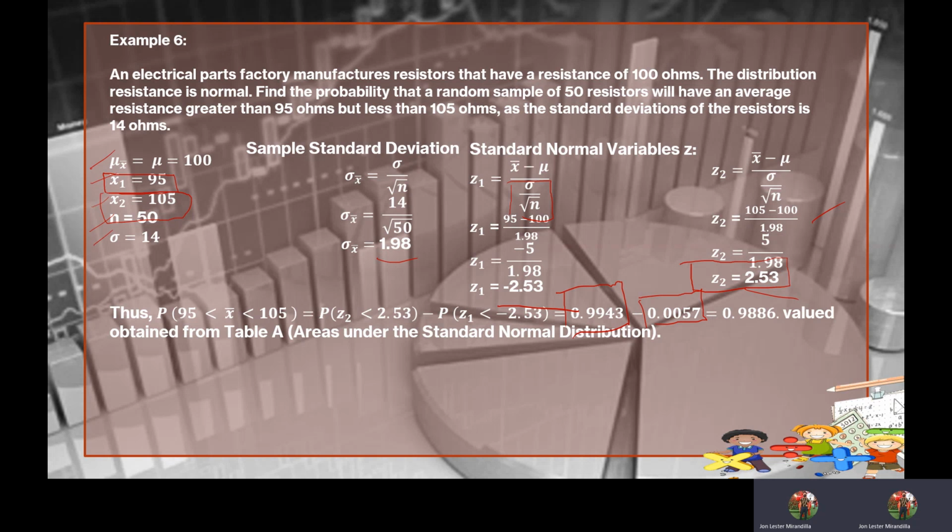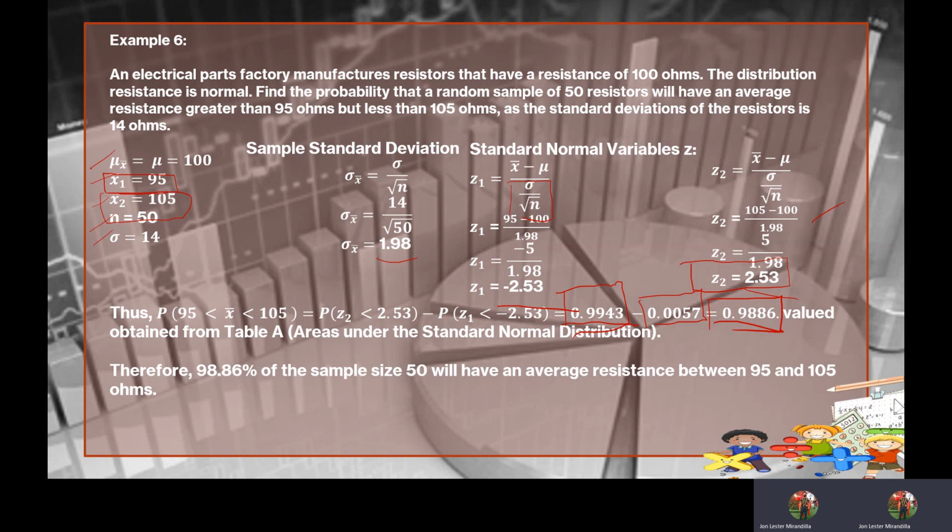Para makuha yung probability, kailangan natin i-minus yung highest value na nakuha natin sa ating z-table minus dun sa lowest value na nakuha natin sa z-table. Therefore, 0.9943 minus 0.0057 will give us the result, or the difference, of 0.9886 or therefore, 98.86% of the sample size 50 will have an average resistance between 95 and 105 ohms.